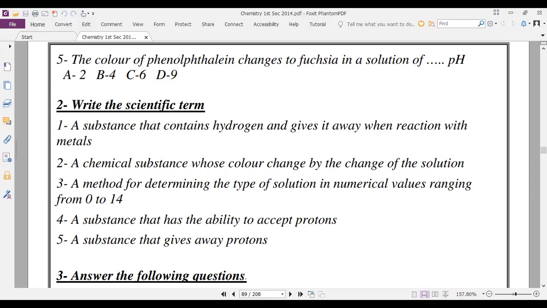Number 3, it's pH, a method for determining acidity. Okay. Number 4 is a Bronsted-Lowry base. Bronsted-Lowry base. It's okay. Base. Number 5, Bronsted-Lowry acid, gives away a proton. Okay. Excellent, Mariam.